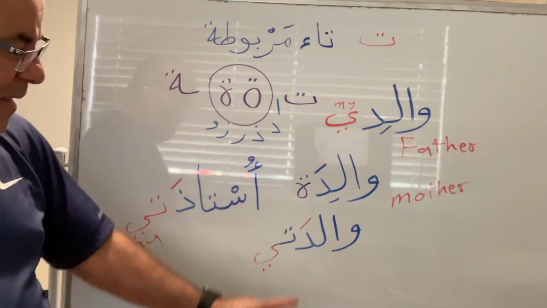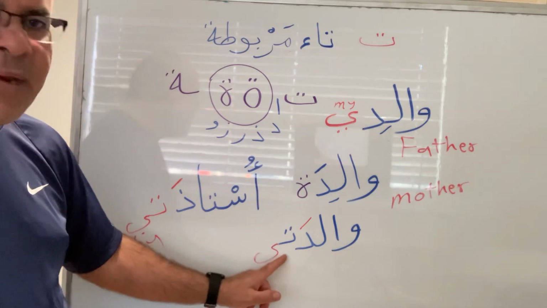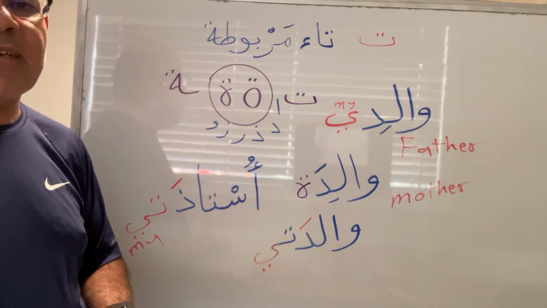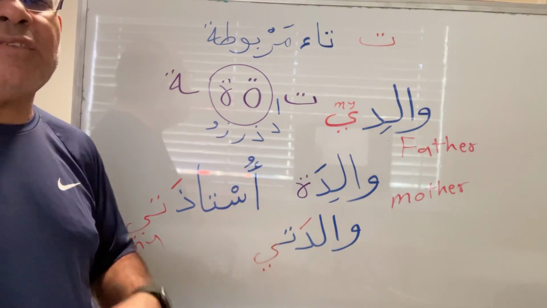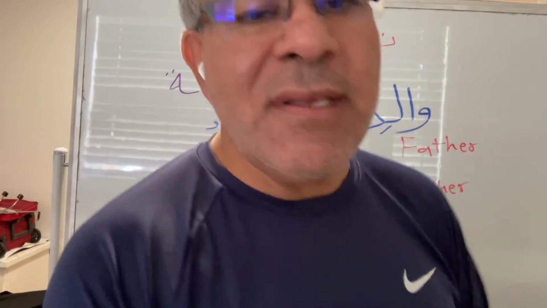In writing, if I want to add any suffix to the ta marbuta, I open it, then I add the suffix. So it becomes like a regular ta, then we add the suffix to it. That's the end of the lesson on the ta marbuta.